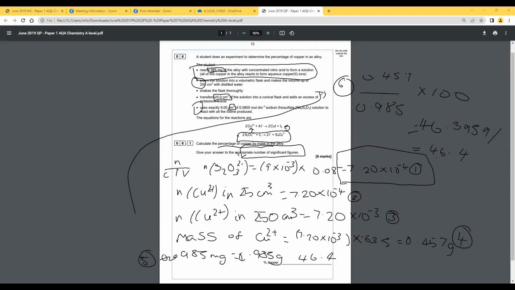That is how you would do this question. It's very long-winded and there's lots of steps to it. But as long as you work backwards and you're not intimidated by it just by looking at it, everything should be fine.